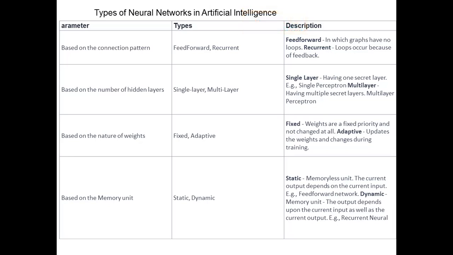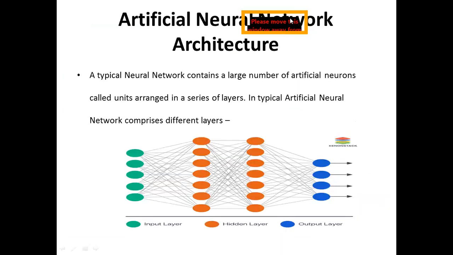Based on the memory unit, it may be static or dynamic. Everyone is aware of static and dynamic. Static means a memoryless unit, and if it is dynamic, it is a memory unit, where the output depends upon the current input as well as the previous output. Example: recurrent neural network.